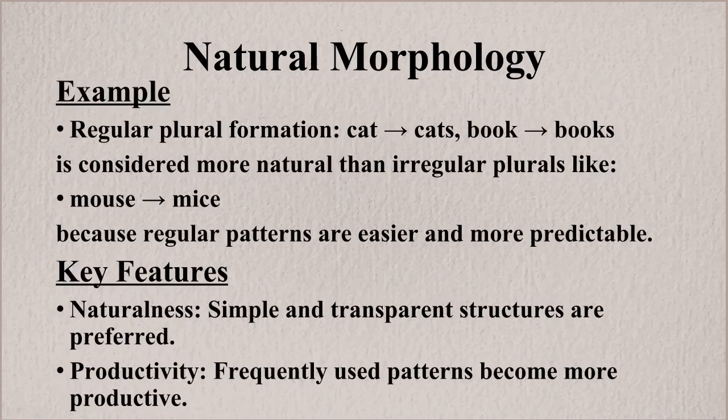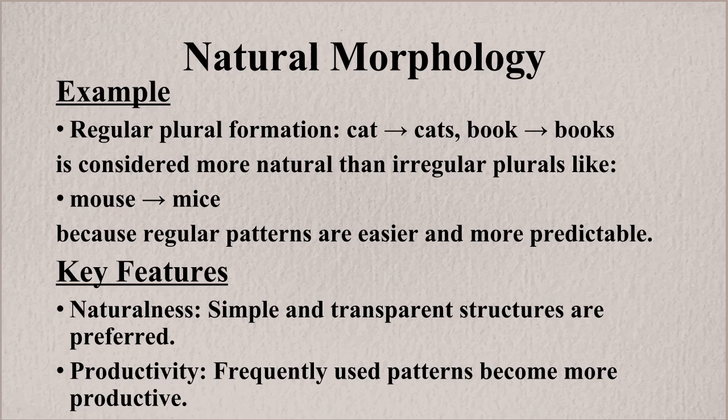For example, regular plural formation follows a consistent rule where S is added to most nouns, making the pattern easy to learn and apply, like cat, cats, and book, books. Whereas irregular plurals do not follow a single predictable rule and must often be memorized individually. For instance, mouse and its plural is mice. Therefore, in natural morphology, regular patterns are considered more natural because they are easier to process, learn, and predict in language use. Now, key features.